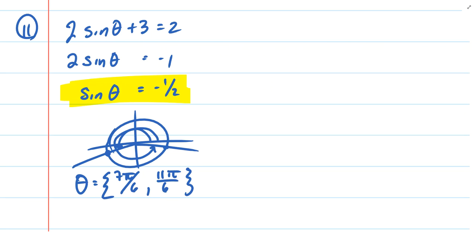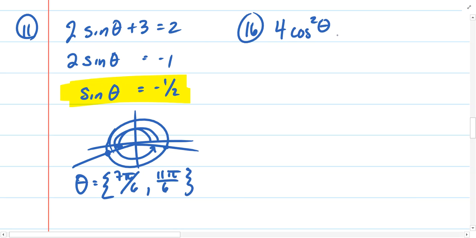So the next question I wanted to look at was number 16, and it looked like this: 4 cosine squared theta minus 3 equals 0. And this one's kind of fun, but we could use the quadratic formula since this is a quadratic format of a trig question, or we can just use square roots. And I think that's the method I'm going to go through here.